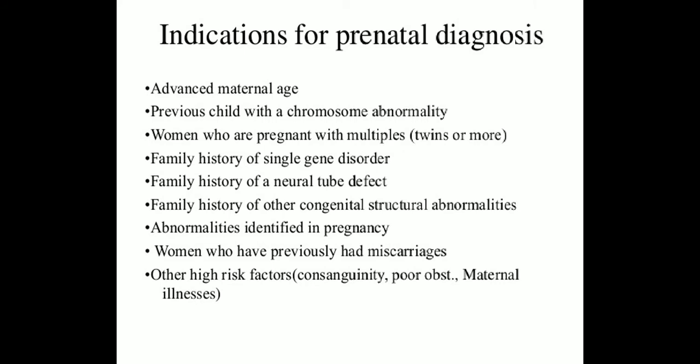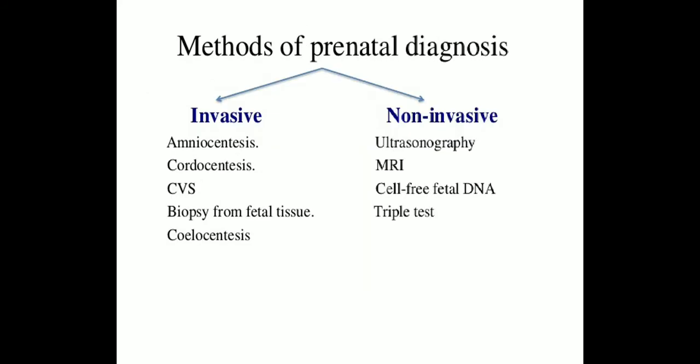Then women who have had previous miscarriages. If the woman has had previous miscarriages, then also we have to go for prenatal testing. And other high risk factors like consanguinity, poor obstetrical history, and maternal illnesses. Consanguinity means there is a close blood relation between the mother and the father, whether first degree, second degree or third degree. If there is any poor obstetrical history in the earlier babies, and if there are any other comorbid maternal illnesses, then in these conditions we have to definitely go for prenatal diagnosis in the woman.